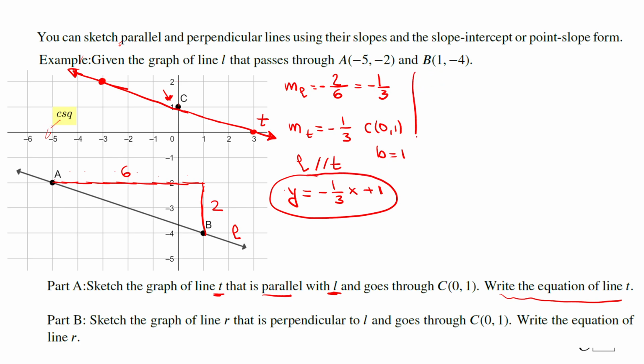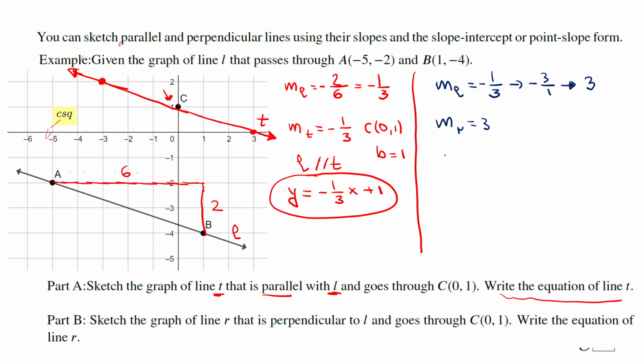Okay, let's move to part B, where we have to find the equation of line R that is perpendicular to L and goes through 0, 1. So one more time, we have the slope of line L. We did it in part A, -1/3. Now we want the slope of the line R. Flip this and change the sign. That's the way I do it mentally, and in this case we end up with a slope of 3. The slope of the perpendicular line R is 3.